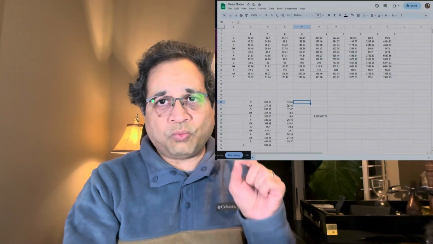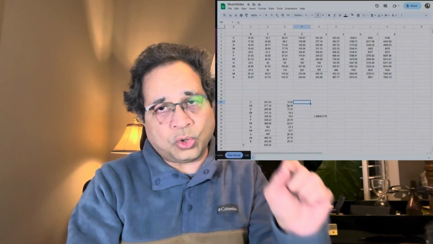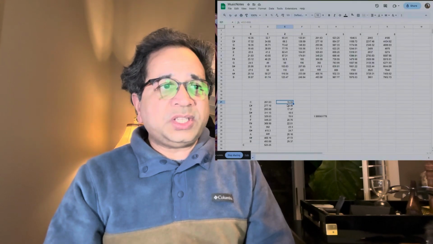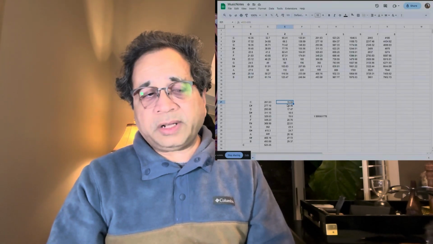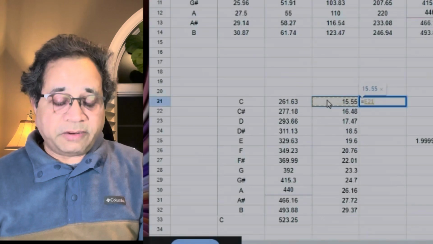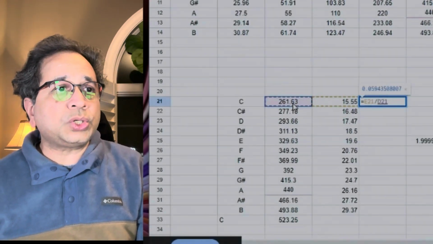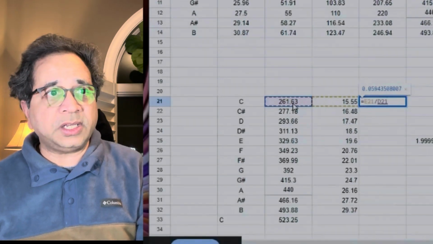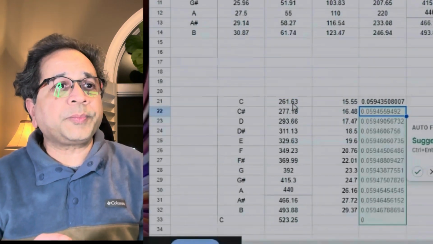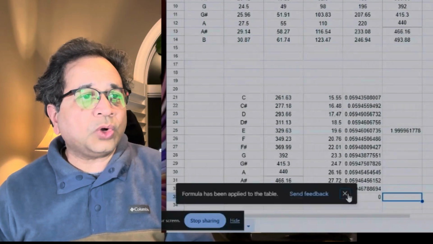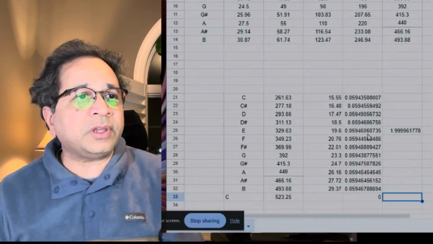Let's look at what it is as a fraction of the note that we are on. For example, let's take C and C sharp. The difference between C and C sharp is 15.55 hertz. Now, this 15.55 hertz divided over the base note C's frequency is 0.059.